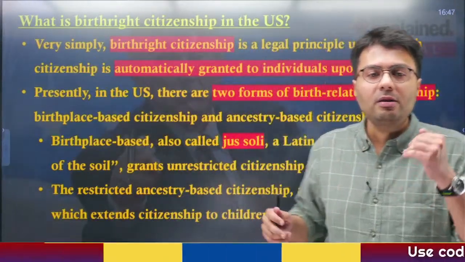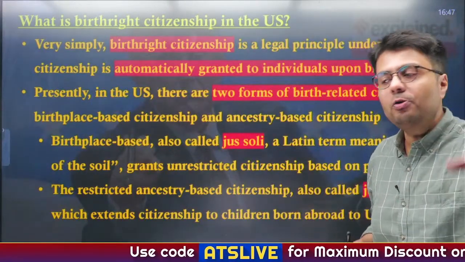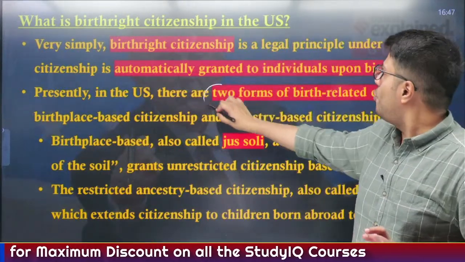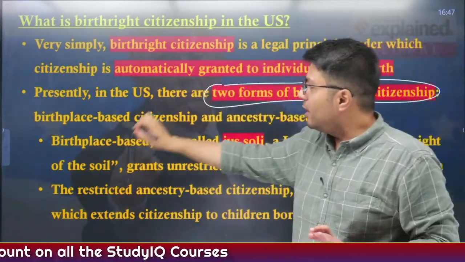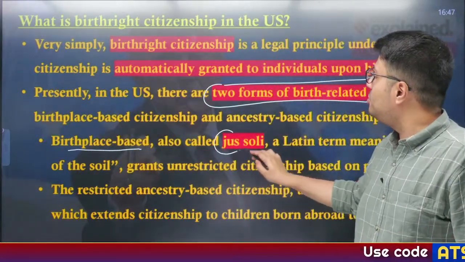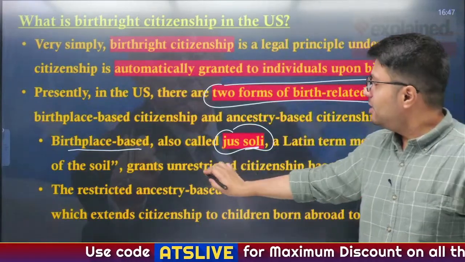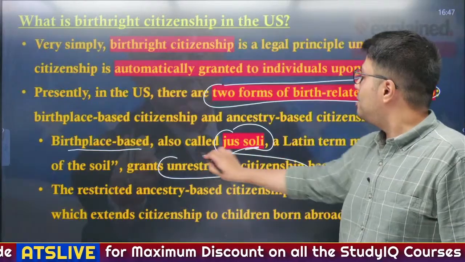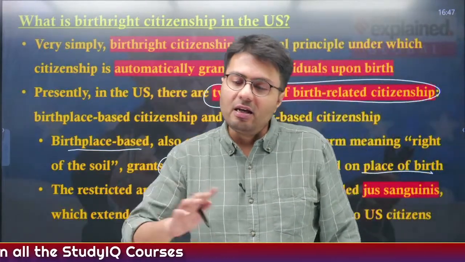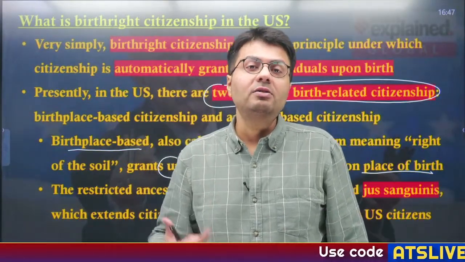Now very simply, the birthright citizenship is a legal principle that tells you once you are born in X country, you will automatically be given the citizenship of that country. Now presently in US, there are two forms of birth related citizenship. First is birthplace based citizenship, which in Latin terms is called jus soli. Soli here means soil. So it grants unrestricted citizenship based on place of birth. So earlier, whenever a child was born in US, irrespective of the mother's or father's citizenship status, they were provided with the citizenship of USA.